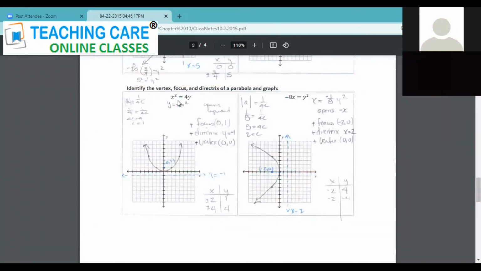From this one, your a is nothing but 1/4. So 1/4 equals 1/4 times c. From this I'm finding the c value. Got it? So the focus is 0,1. The directrix is y equals, from that you can have it: y equals -1 will be your directrix, on the opposite side, and the vertex will be 0,0.